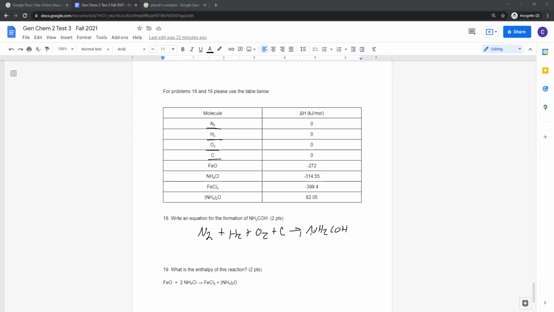In a formation equation, you can use fractions on your reactants. So my product has 1 nitrogen. Here I have 2 nitrogen, so I can just do 1/2 N2. This is one of the only times you can use fractions, when doing formations. On the right-hand side, I have 3 hydrogens. Here I have 2, so I need to multiply that by 3/2. Oxygen, 1 on the right, 2 on the left, 1/2. Carbon, 1 on the right, 1 on the left, that's fine.